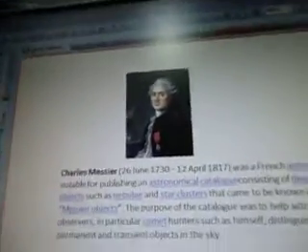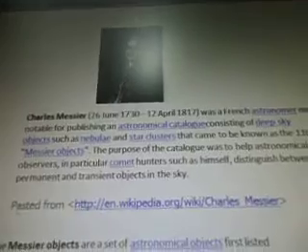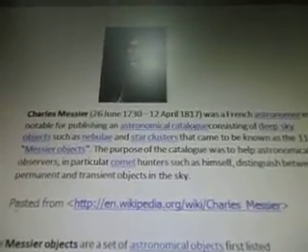Okay, so we're going to go back to the Messier objects. We were talking about Charles Messier, and I apologize if I have his name wrong. He was a French astronomer. He's notable for publishing an astronomical catalog consisting of deep sky objects such as nebulae and star clusters. So that was in the last video. And then we talk about some of the stuff that he cataloged, comets and stars.